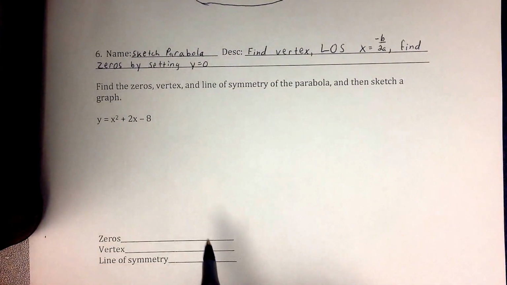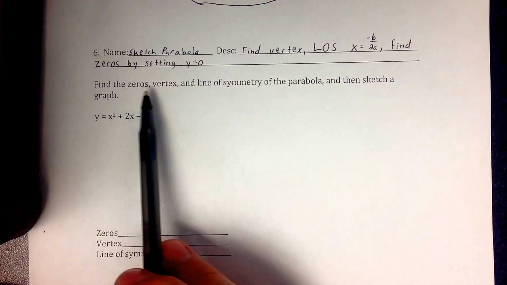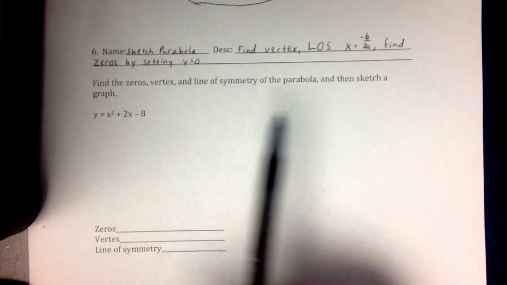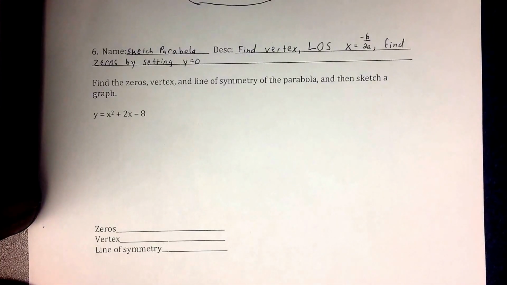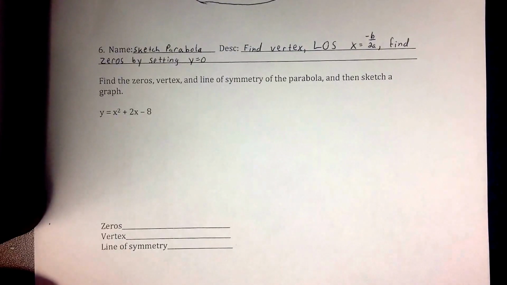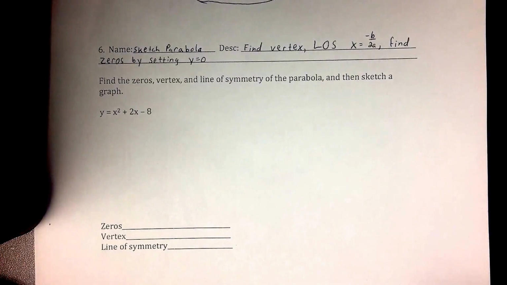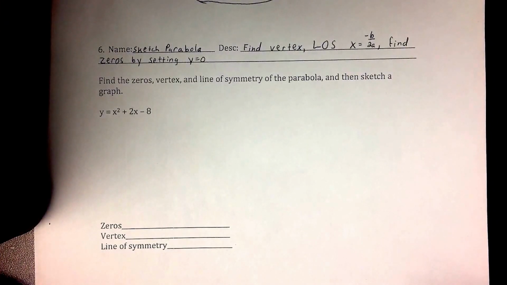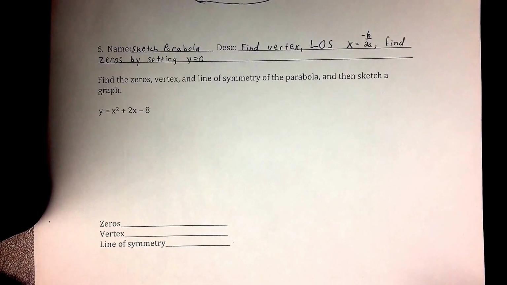Okay, number 6. Find the zeros, vertex, and line of symmetry of the parabola, and then sketch a graph. So we're just going to call it sketch parabola. Description is find the vertex, the line of symmetry is x equals negative b over 2a, and then find the zeros by setting y equal to 0.